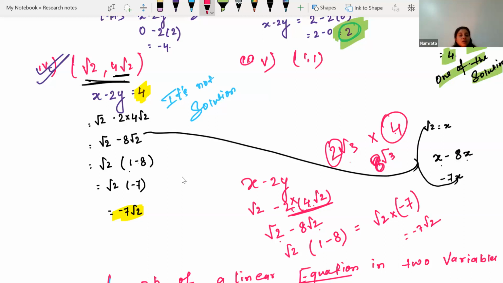That is the answer. Our purpose was to calculate this equation and check whether 4 is coming or not. Here, after doing the whole calculation, 4 is not coming, which was there on the right hand side of our equation. So here you can see I have clearly written that it's not the solution because we are not getting 4.